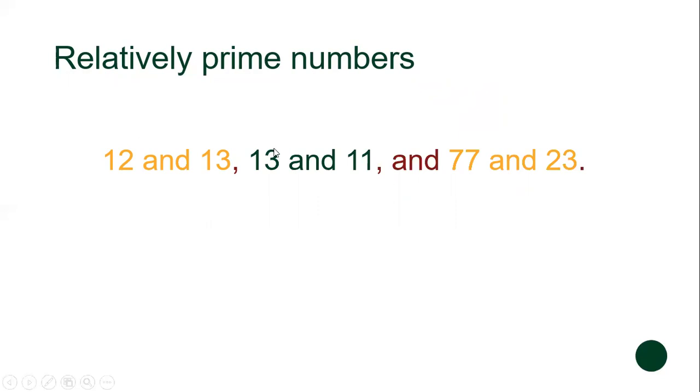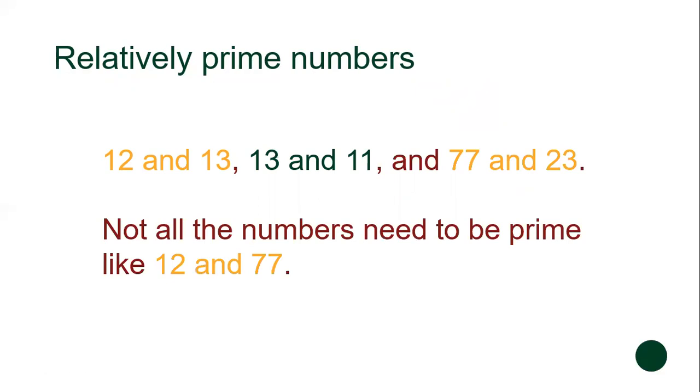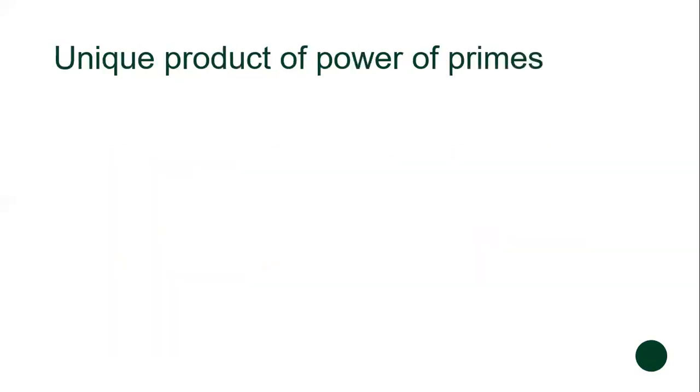But for relatively prime numbers, not all the numbers need to be prime, like 12 and 77. 12 is not a prime number, 77 is also not a prime number. So they don't need to be prime numbers, okay? They are just relatively prime numbers. Relative to each other, they are prime because they only have 1 as a greatest common factor. Okay.